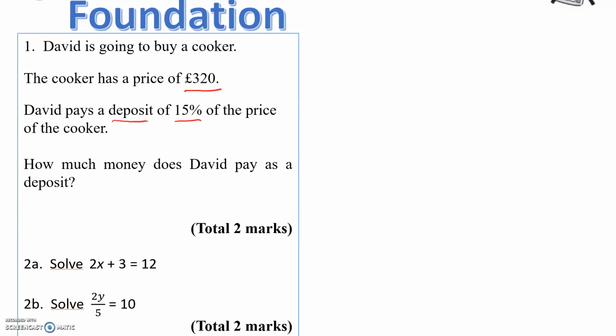A bit like if you go on a trip, you might pay a deposit, part of the money to secure your place on the trip. Okay, so he's going to pay 15% of the 320. How much money does he pay as a deposit? So we know that £320 is the whole amount. That's 100%. And we want to find 15%.